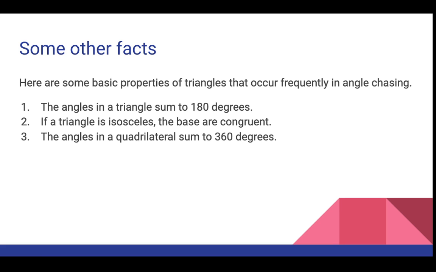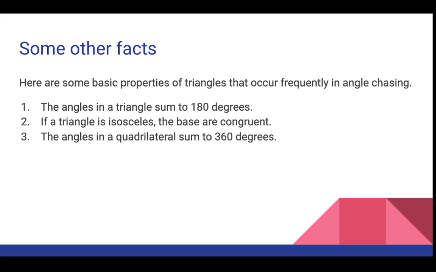Okay, so here are some other facts about triangles and other figures that frequently occur in angle chasing. The first one is the triangle sum: the angles in a triangle sum to 180 degrees. The second one is the definition of an isosceles triangle: if a triangle is isosceles, the base angles are congruent. And the third fact is the sum of the angles in a quadrilateral.